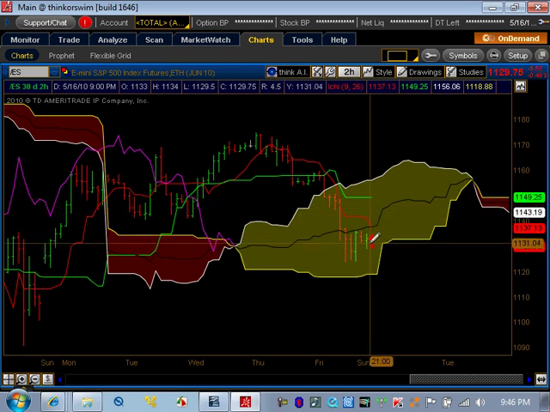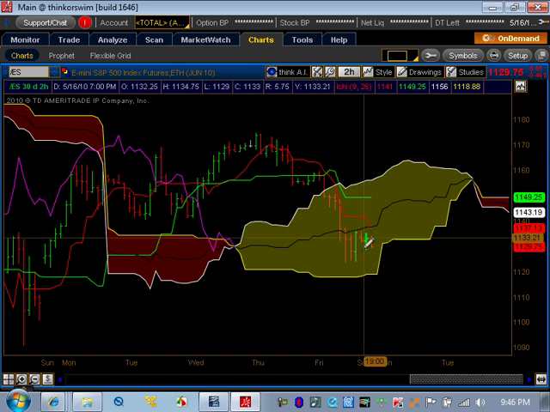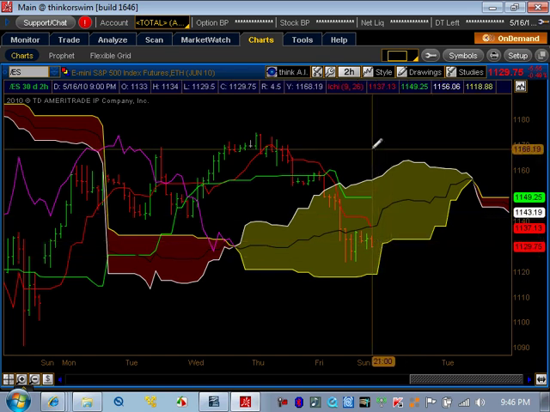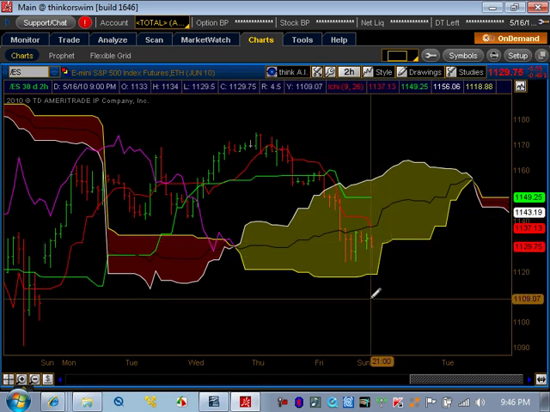Okay, and if you notice, the price is basically in the cloud. So right away, this is telling you that this is consolidating. Again, if it was below the cloud, it would be bearish. If it's above the cloud, it would be bullish. So right now there's no trade at all. However, you know one thing, that if it's above the cloud, you could trade it. If it's below the cloud, you could trade it.